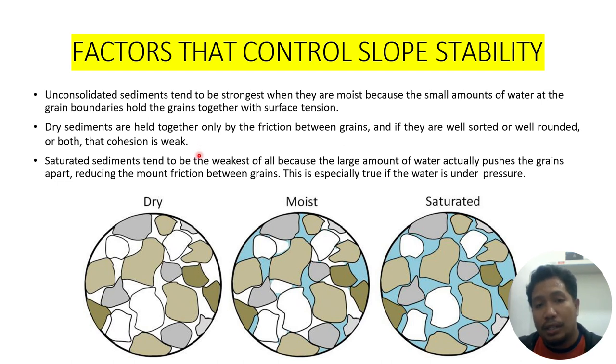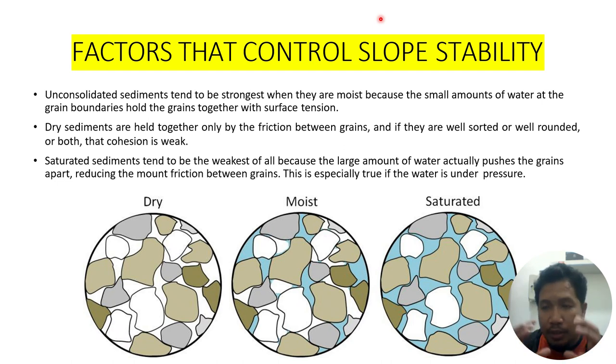In unconsolidated sediments, the water molecules at the grain boundaries form a thin film that holds the grains together. This film of water is very strong, and it can help to prevent the grains from sliding past each other. This is why unconsolidated sediments are strongest when they are in the moist state.